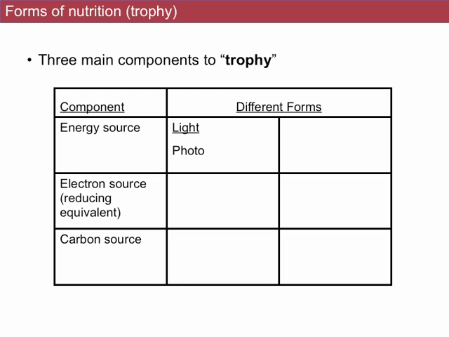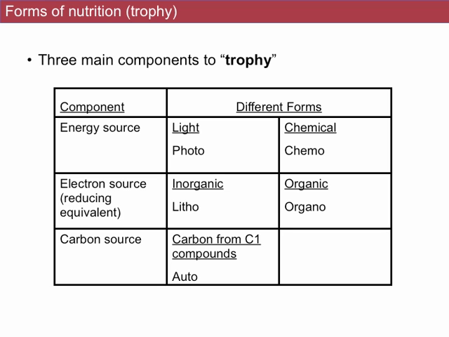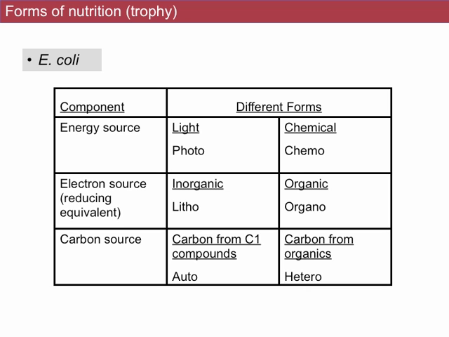That's why I want to go through this so you understand what it's saying when it talks about those different organisms. So again, if they use the energy of light, they're called phototrophic. If they use the energy of chemicals, they're called chemotrophic. If they use electrons from inorganic sources, they're lithotrophic. From organic sources, they're organotrophic. And then if their carbon comes from C1 compounds, they're autotrophic. And if it comes from organic compounds, they're heterotrophic. And I think I stopped somewhere around here and gave you a couple of examples of this.